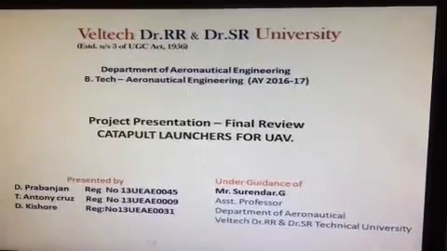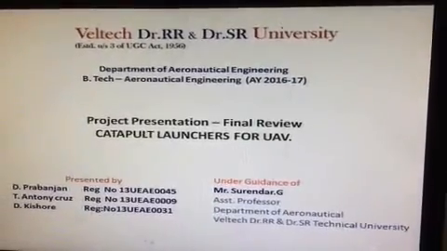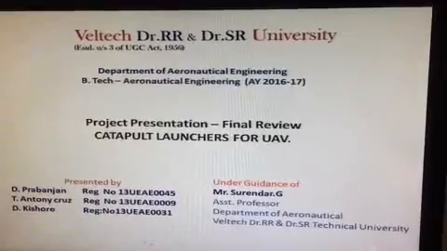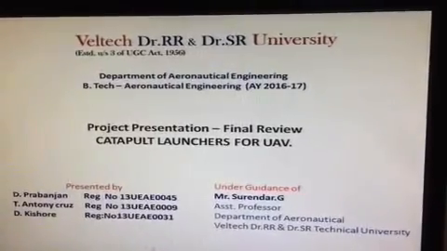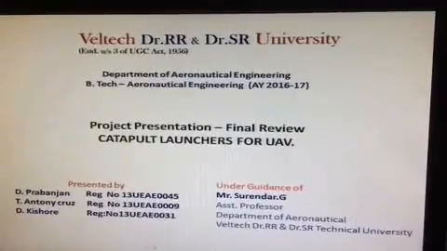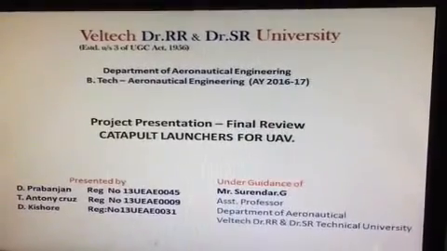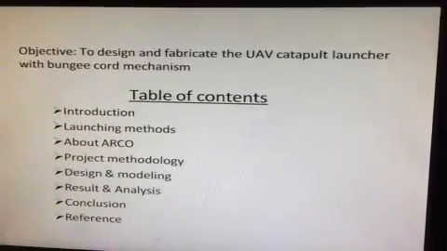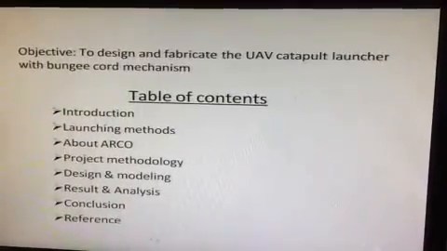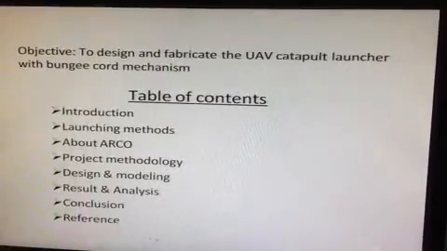Our project title is Catapult Launches for UAV under the guidance of Mr. Surender G, Assistant Professor, Department of Aeronautical Engineering in Veltech University, and the students presented by D. Prapanchan, Anthony Cruz, and Kishore. And this is the title. The objective is to design and fabricate the UAV catapult launcher with bungee cord mechanism.